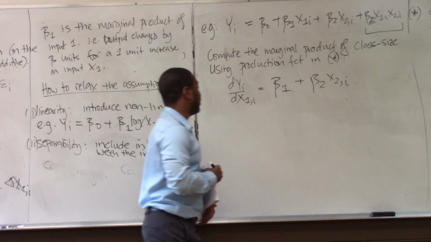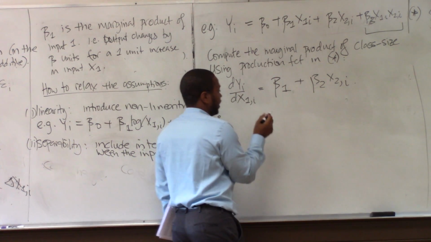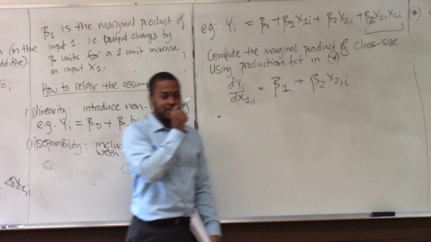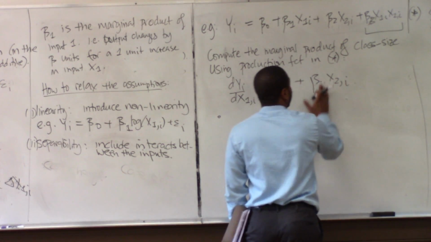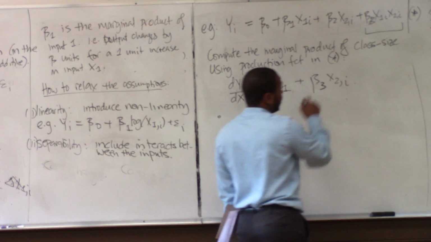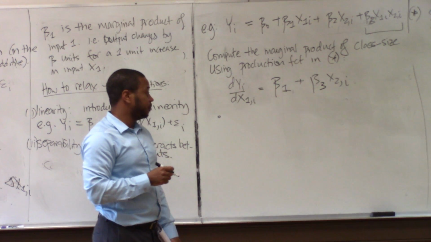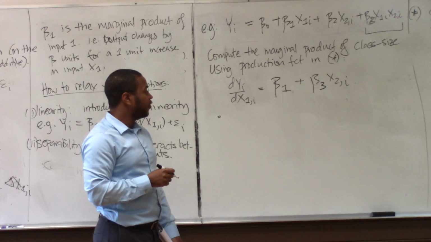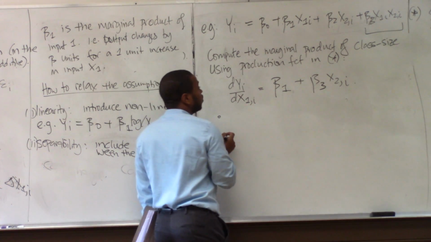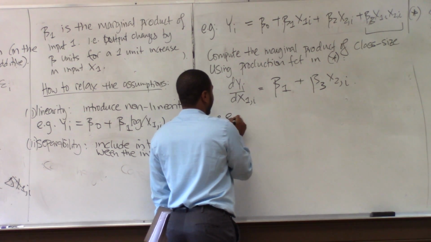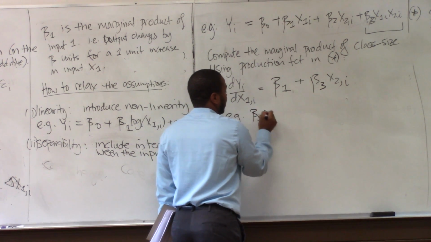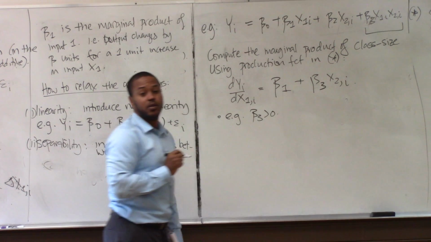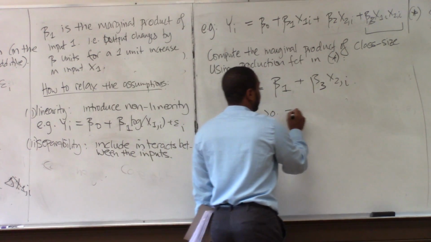And so what's going to happen is, what's the interpretation of this? This is beta 3. Thank you. That was a mistake. So this is beta 3. And so what this is telling us, for example, let's suppose that beta 3 is positive, right? Then what is that telling us?